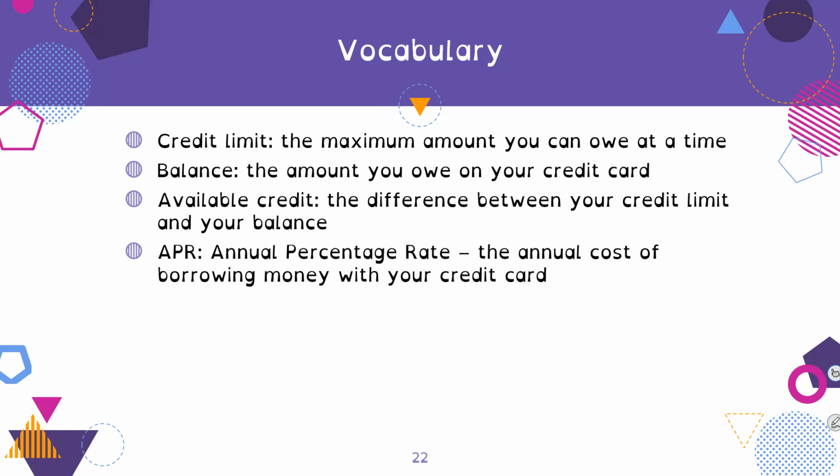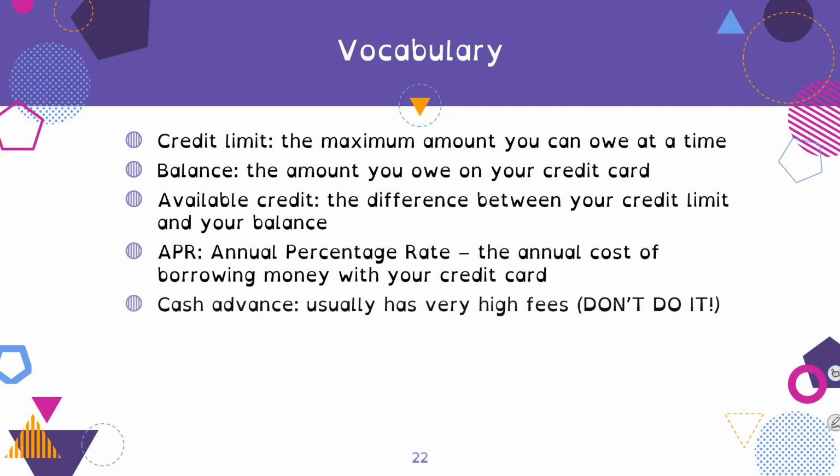Your APR is your annual percentage rate. It's the annual cost of borrowing money with your credit card. So similar to the interest rates that we've been talking about in simple interest and compound interest, your annual percentage rate is what they call it in the credit card world, but it's the same idea. It's your interest rate.